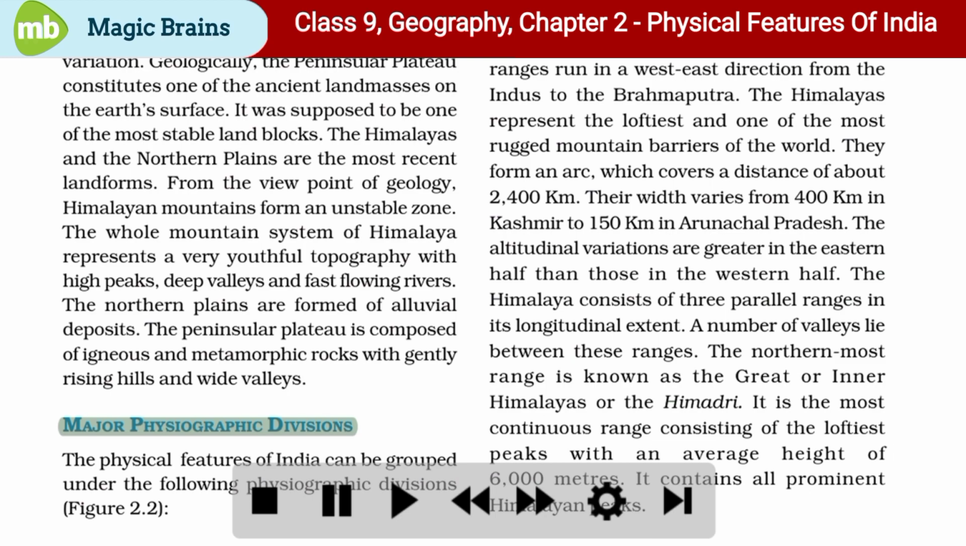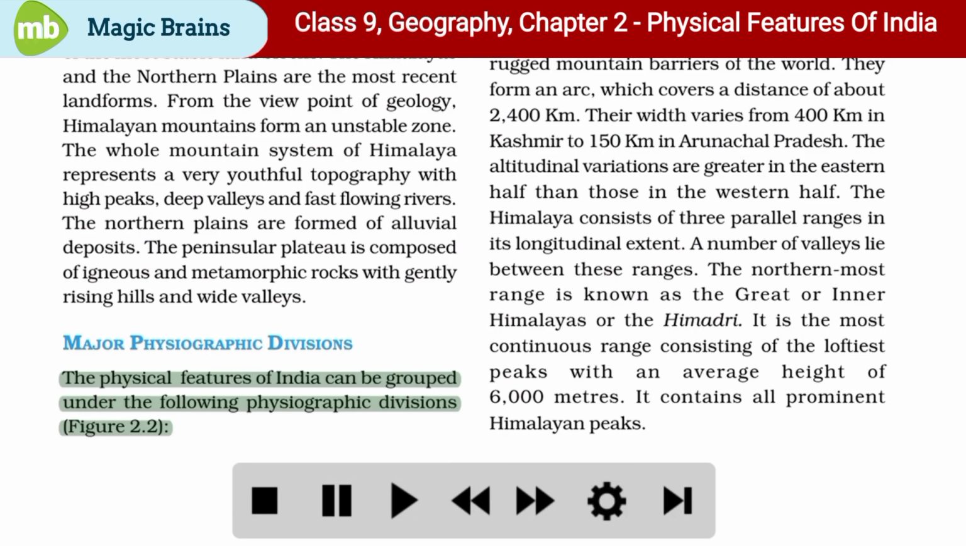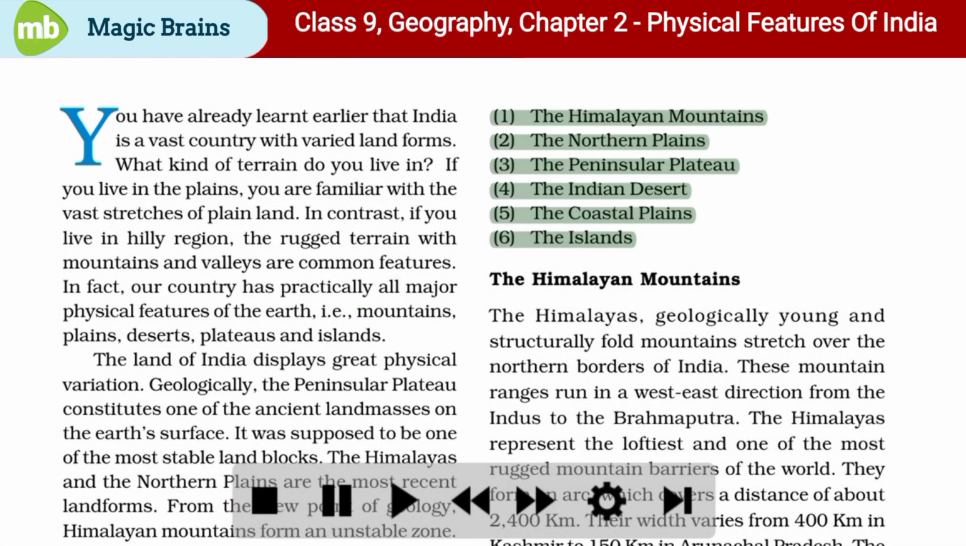Major physiographic divisions. The physical features of India can be grouped under the following physiographic divisions. First, the Himalayan mountains. Second, the northern plains. Third, the Peninsular Plateau. Fourth, the Indian desert. Fifth, the coastal plains. And sixth, the islands.